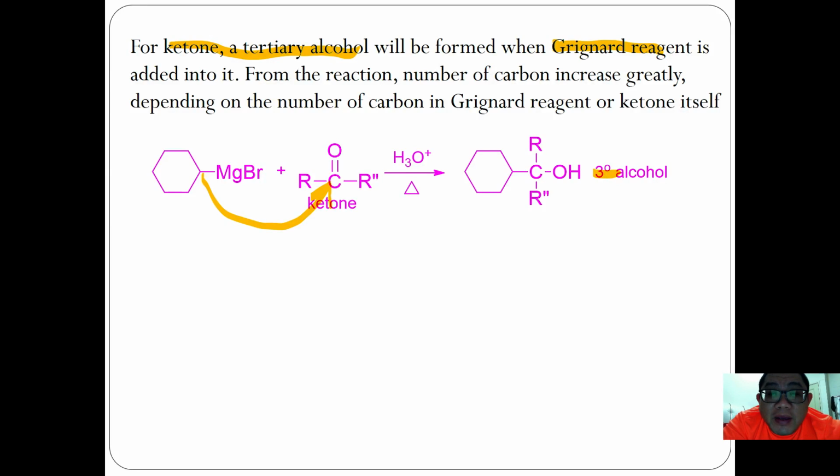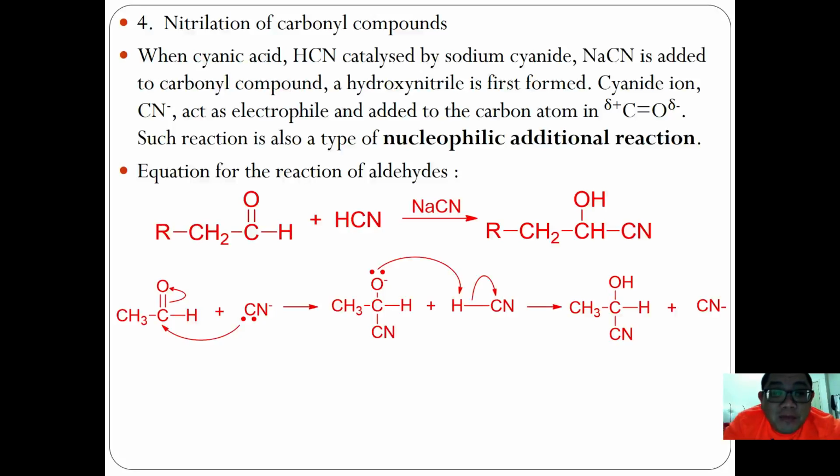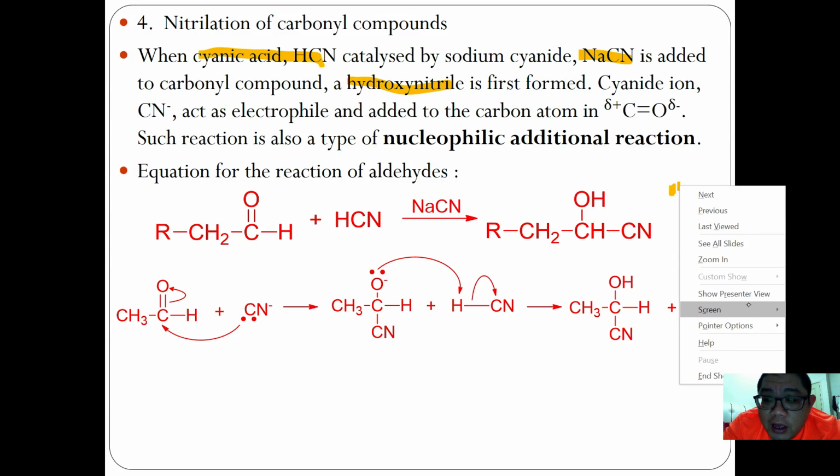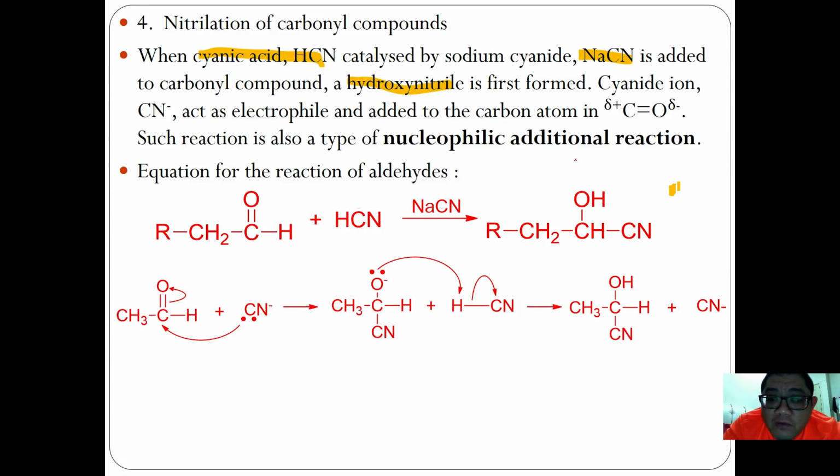Okay, so the mechanism of how all this works is almost the same. So hopefully you'll be able to understand all that. And then the fourth reaction of the carbonyl compounds is the nitrilation of the carbonyl compounds. When you are reacting hydrogen cyanide, HCN, with sodium cyanide as the catalyst, you first form a hydroxynitrile. Hydroxynitrile is also known as... hang on, there's another name for this compound. The name of this compound is cyanohydrin.